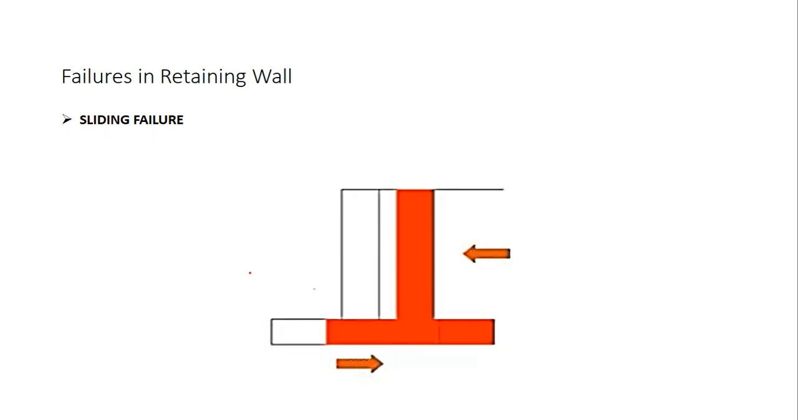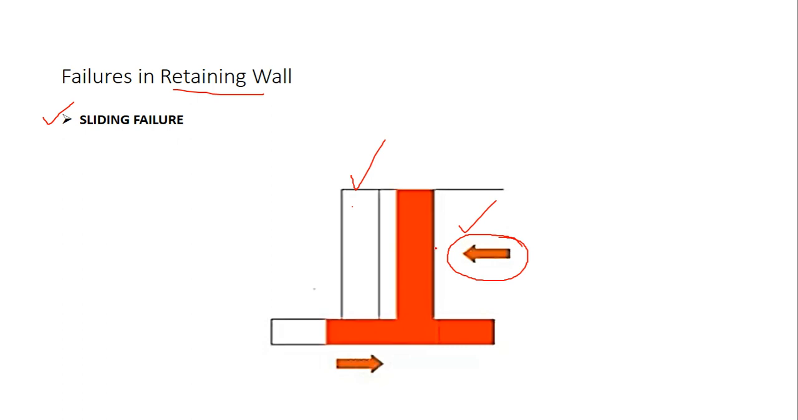Now let us look at the different kinds of failures in a retaining wall. The first is sliding failure. Here I have got my backfill soil. The backfill soil is exerting an active earth pressure which is acting in this direction. If this orange color retaining wall is the original position, then because of this active earth pressure it may slide to a different position, say this one. This is the new position due to the sliding force.